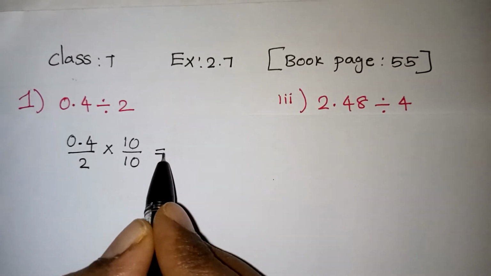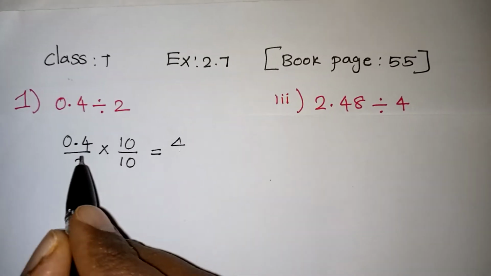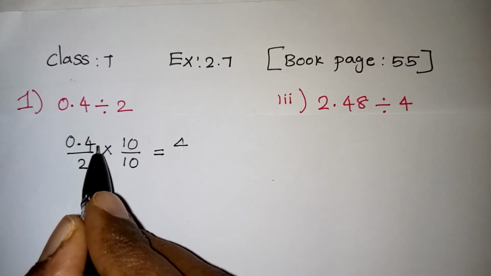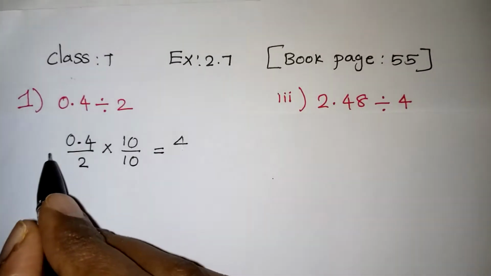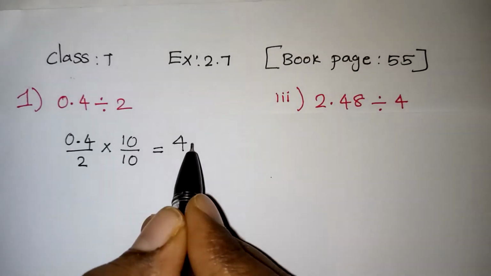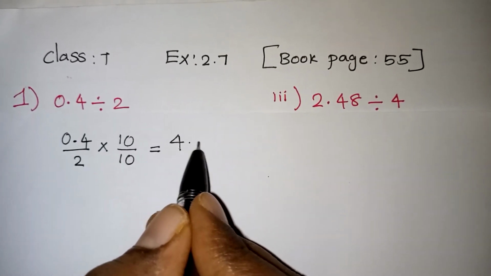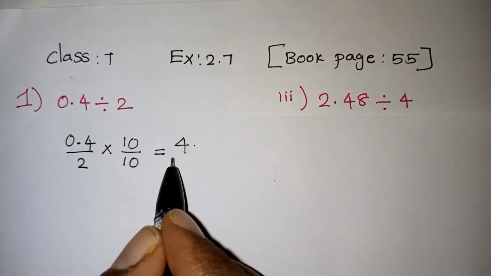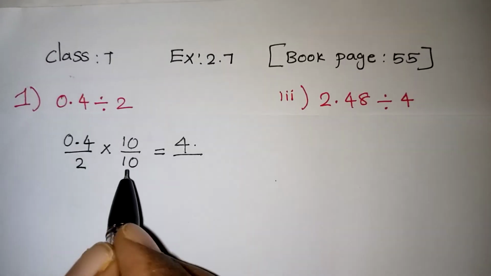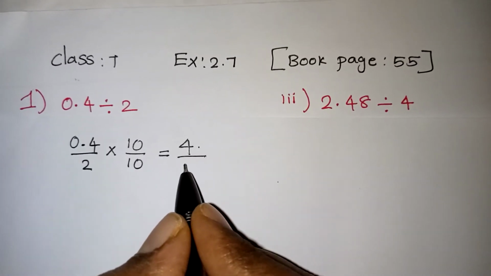So 0.4 into 10 will give you 4. Actually this will become 04 dot. The 0 has no value, you can leave it. After the dot also it has no value because after that we don't have anything, so you need not keep that either. 2 into 10 will give you 20.